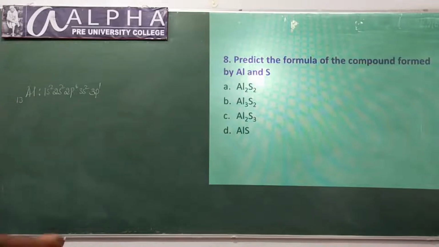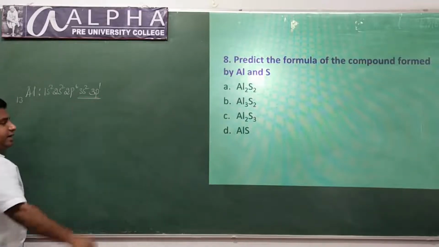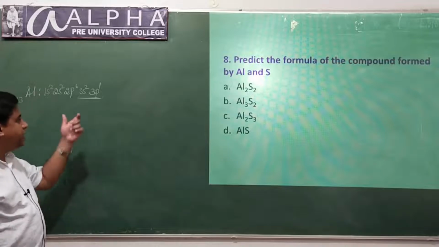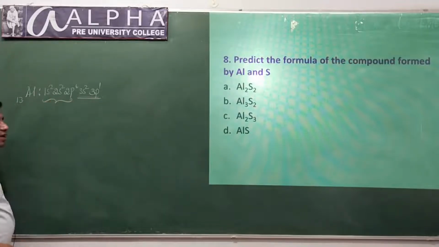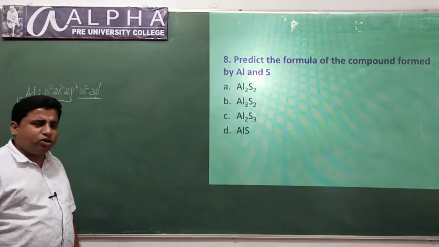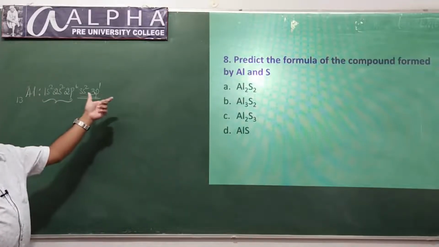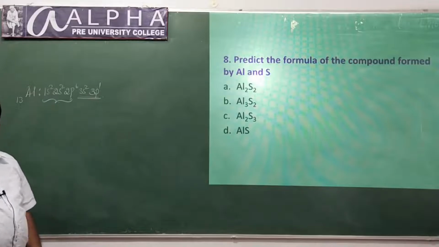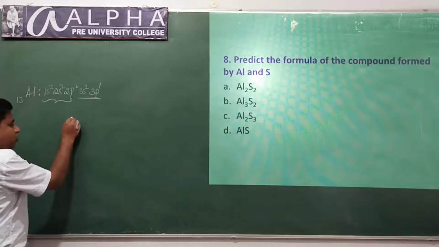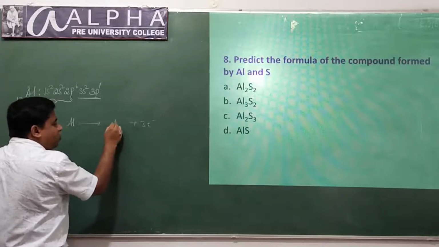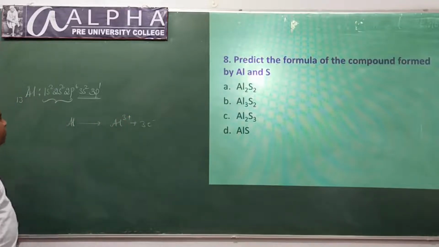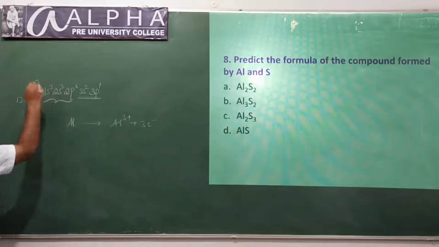If aluminium can lose these three electrons, then don't you think it will attain the nearest noble gas configuration? If aluminium can lose three electrons, it can attain the nearest noble gas configuration. So aluminium, upon losing three electrons, will form Al3+. So what is the valency of aluminium? It is +3. The valency of aluminium is 3.